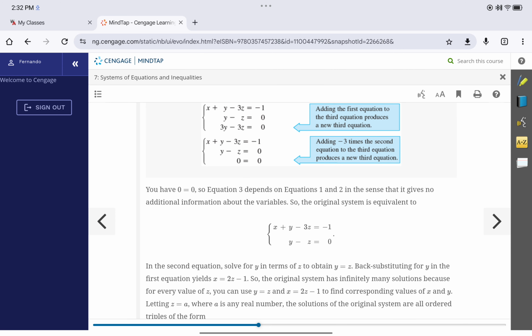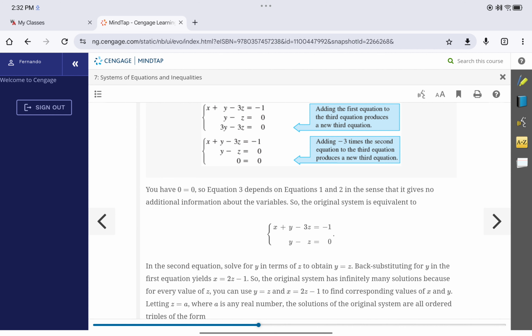If we think about it as a matrix, it would look like this. As a matrix, it would be 1, 1, minus 3, and minus 1. And then it would be a 0 there. Then 1, minus 1, 0. And then it would be a bunch of zeros all the way across.